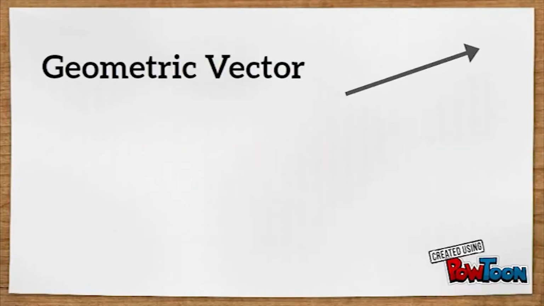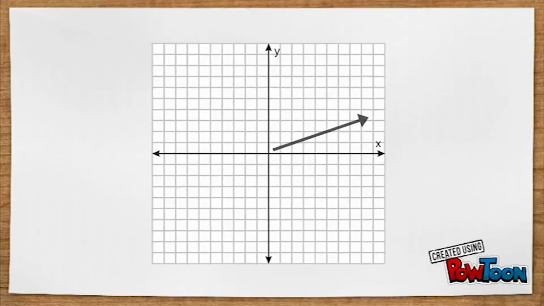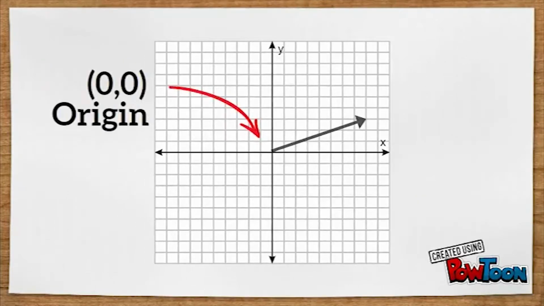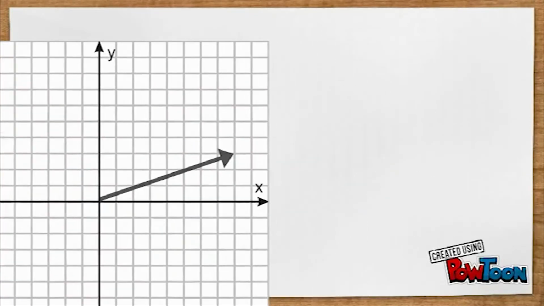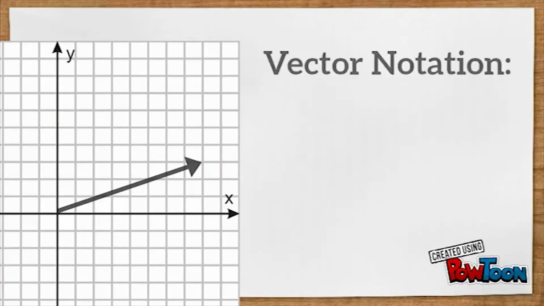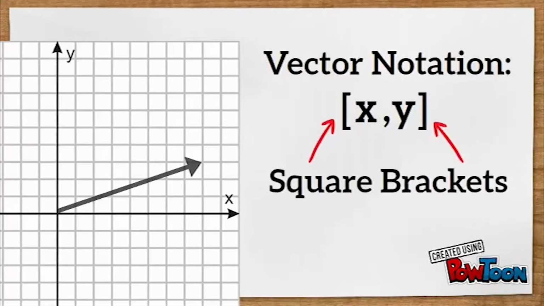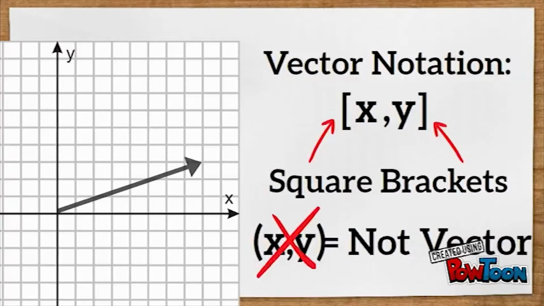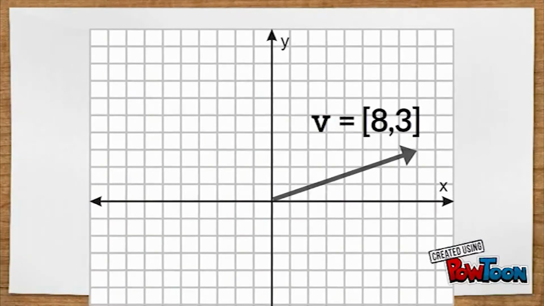Well, to use geometric vectors from abstract space in algebra, the vector can be placed in a Cartesian xy plane. To simplify calculations, the vector tail is placed at 0, 0 at the origin. A vector like this from the origin is called a position vector. Then, the coordinates of the vector head are used. The vector can be denoted in algebraic terms with an x value and y value, in between a set of square brackets. This is known as a Cartesian vector. Note that the square brackets are important, as round brackets are used to denote coordinates rather than vectors. As such, any geometric vector can be turned into a Cartesian vector in this fashion.